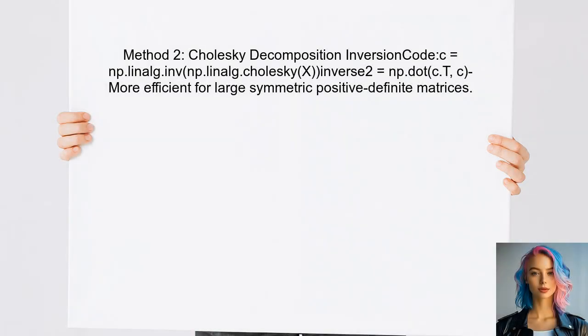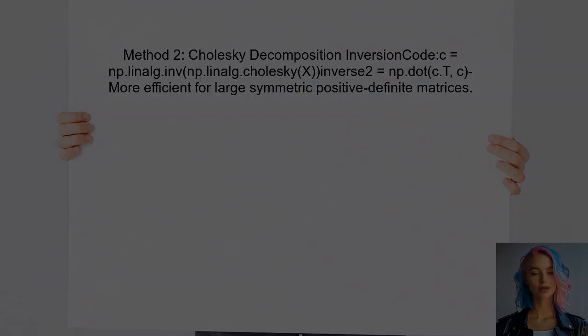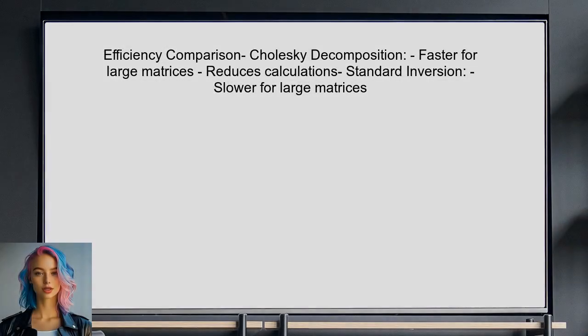In contrast, the second method involves first calculating the Cholesky decomposition of the matrix X. This is done using numpy.linalg.cholesky. The user then inverts the resulting lower triangular matrix and multiplies it by its transpose to obtain the inverse. Now let's compare the efficiency of both methods. The Cholesky decomposition method is generally faster because it reduces the number of calculations needed to find the inverse of a matrix, especially for large matrices.